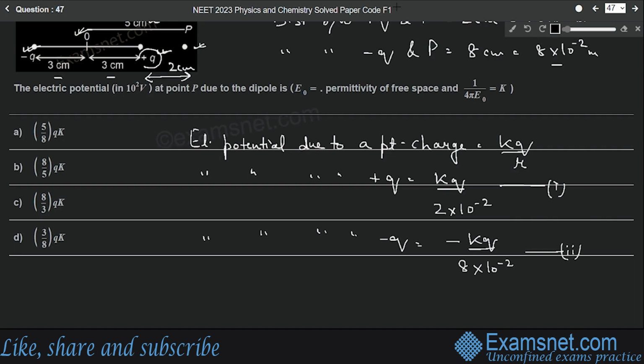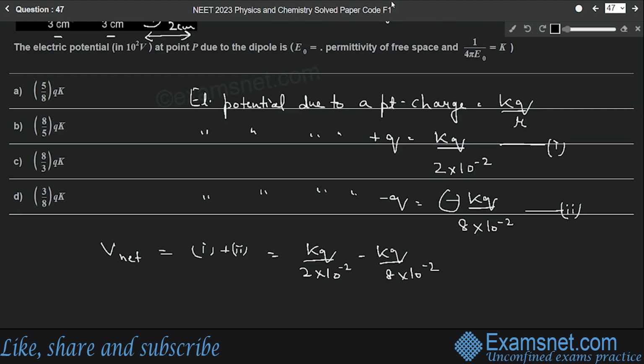So the total potential will be the sum of these two. Okay, so the net potential at point P will be 1 plus 2, that is kq by 2 into 10 to the power minus 2 plus, but here we have a minus sign, so we'll put a minus kq by 8 into 10 to the power minus 2. Okay, so let's see, kq by 2 into 10 to the power minus 2 will be common. Here 1, and this side we have 1 by 4.